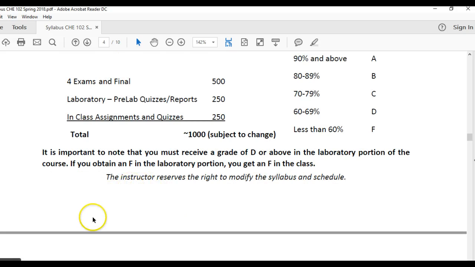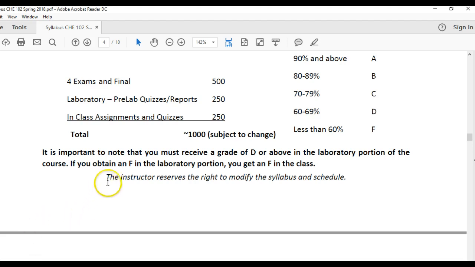It is important that you receive a D or better in the lab portion. If you obtain an F in the lab portion, you automatically get an F in the class. It doesn't matter if you're acing all the exams or quizzes. If you fail the lab, you fail the class. So I want to make sure that you are aware.